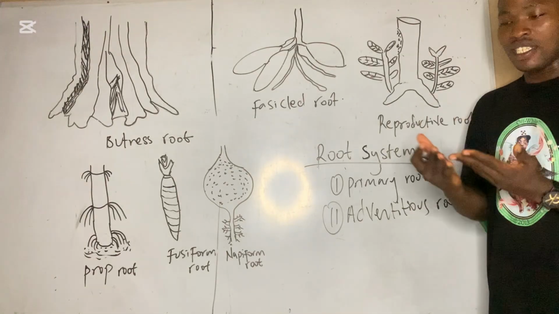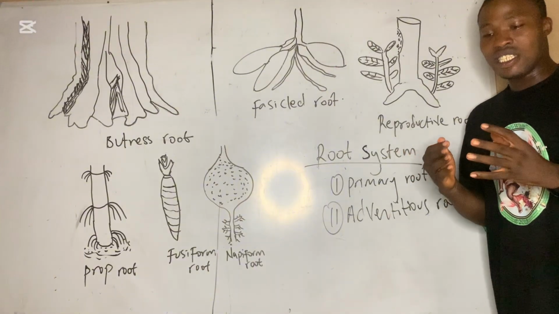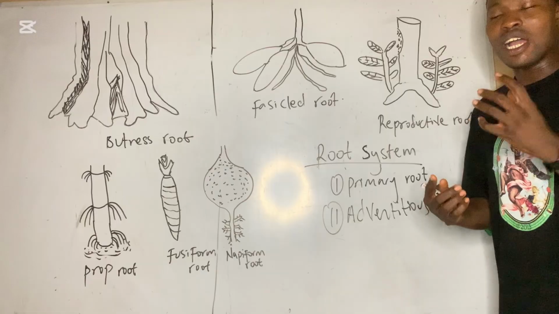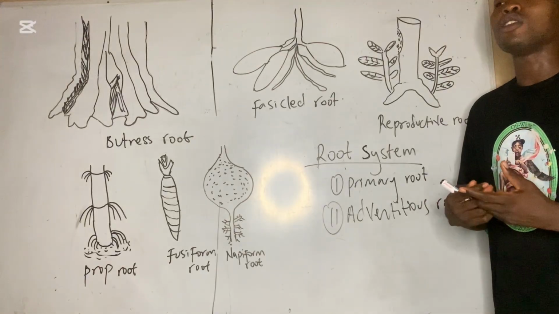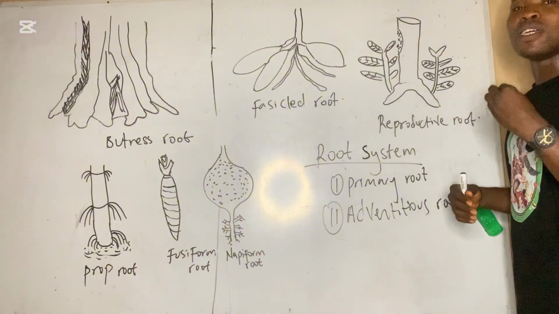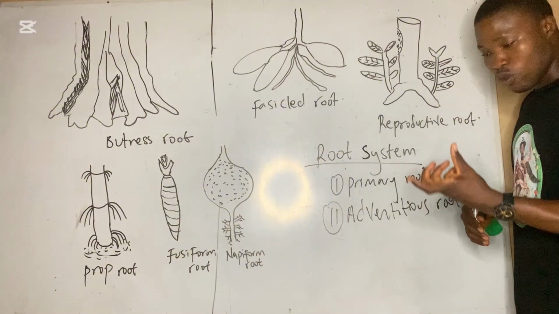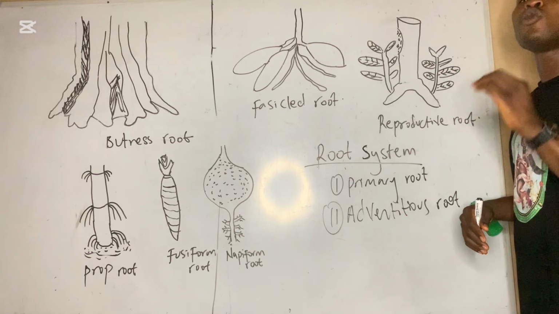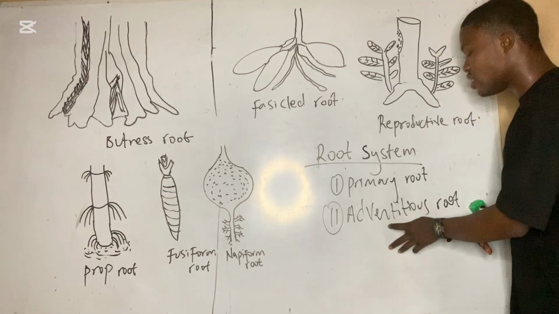So, in every seed or seedling, the part that evolves to become the root is called the radicle, and the part that becomes the shoot is called the plumule. The part that grows from the radicle is called a primary root, while any root that does not come from a radicle is called an adventitious root.